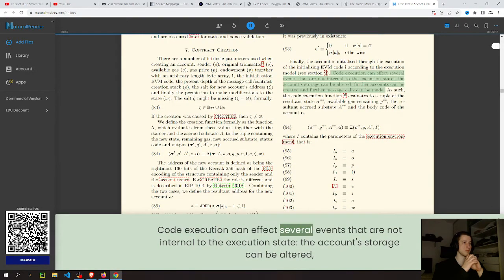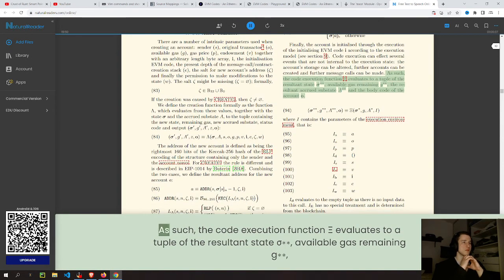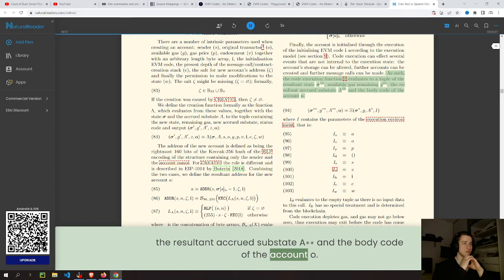Code execution can affect several events that are not internal to the execution state. The account's storage can be altered, further accounts can be created, and further message calls can be made. As such, the code execution function psi evaluates to a tuple of the resultant state sigma, available gas remaining g, the resultant accrued substate A, and the body code of the account O.